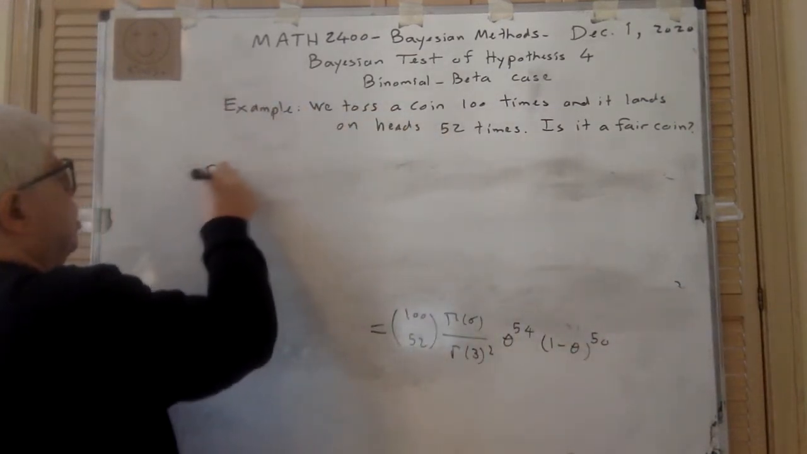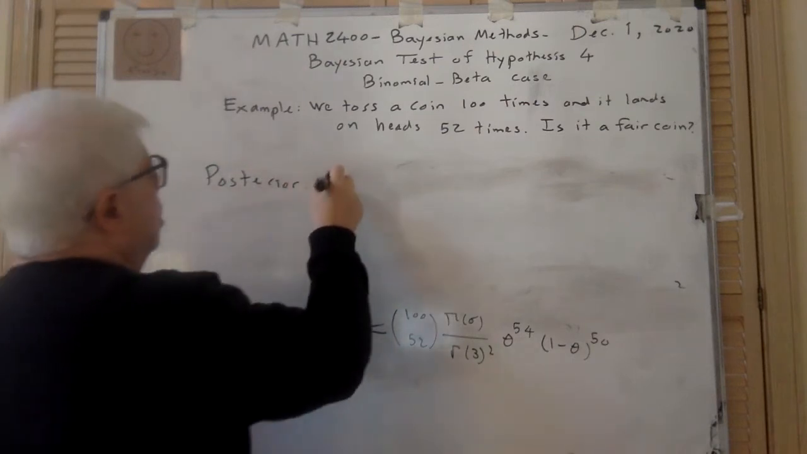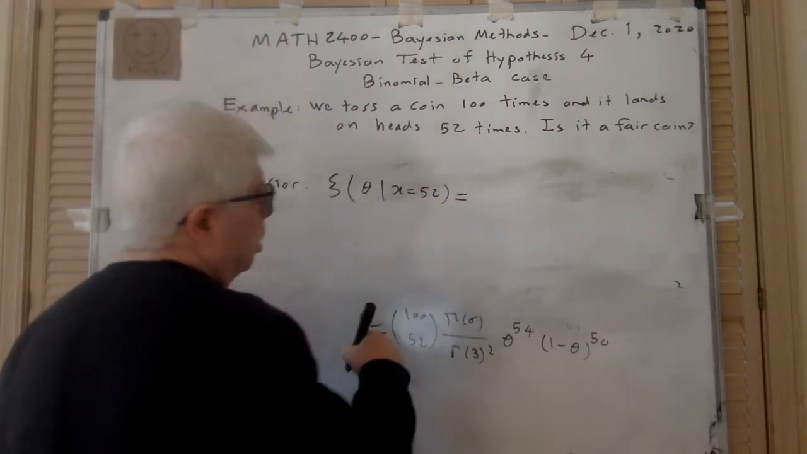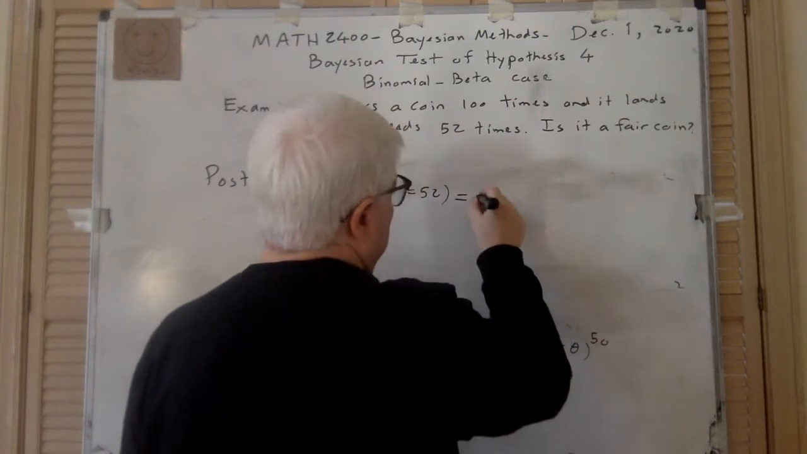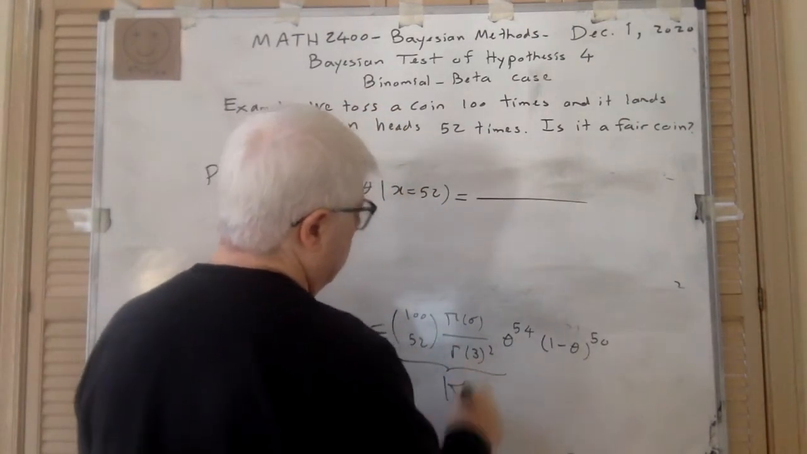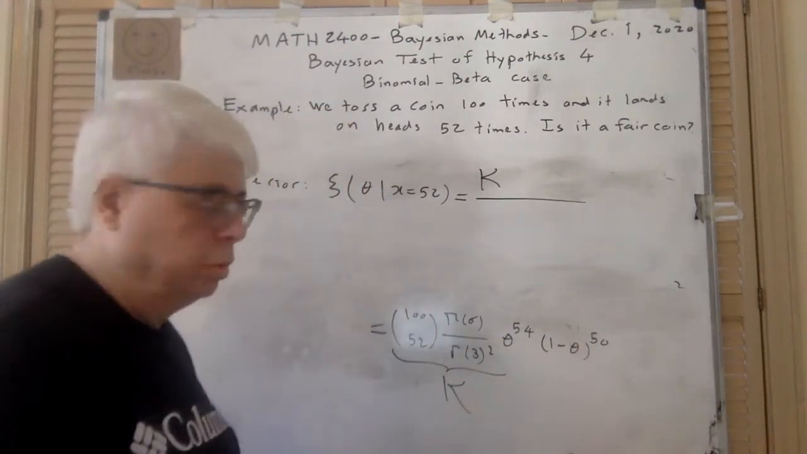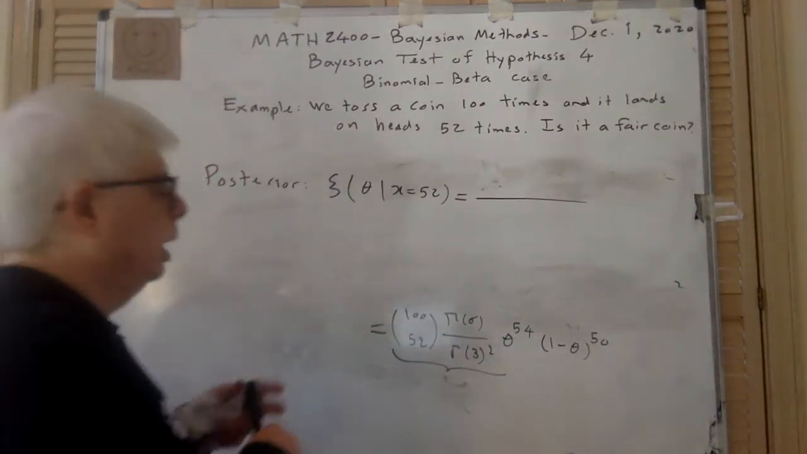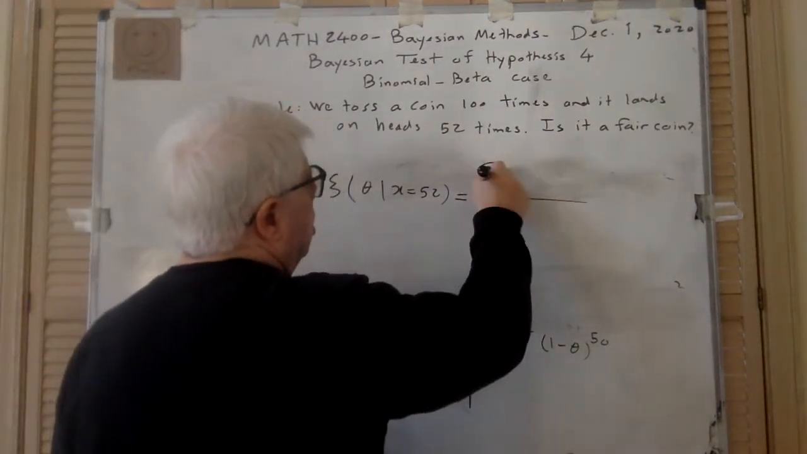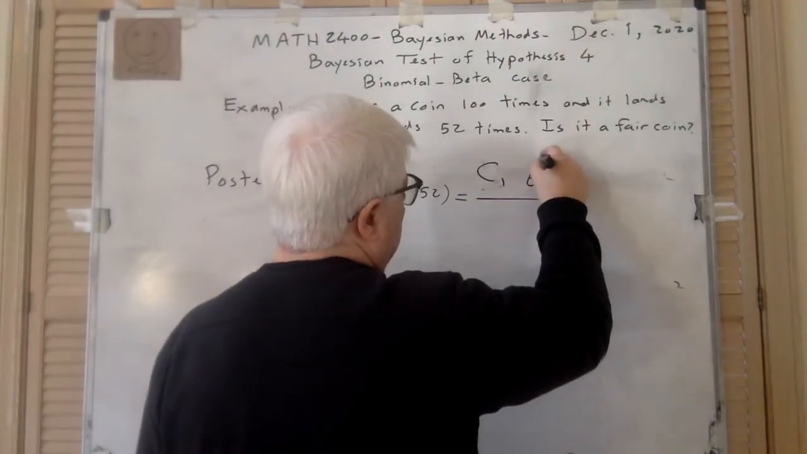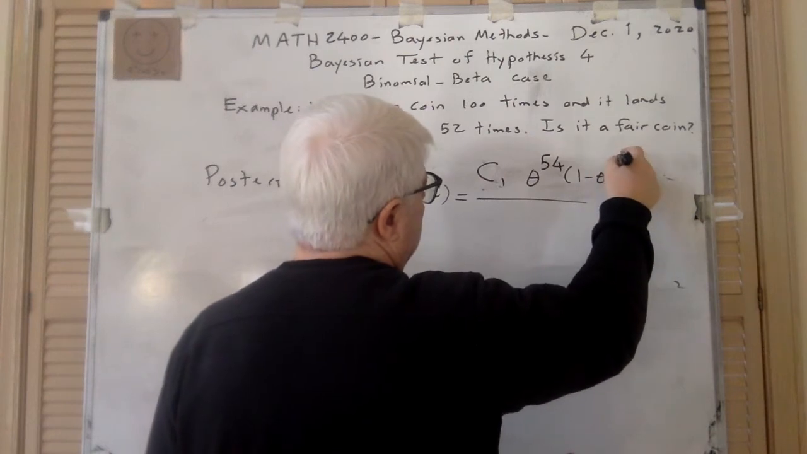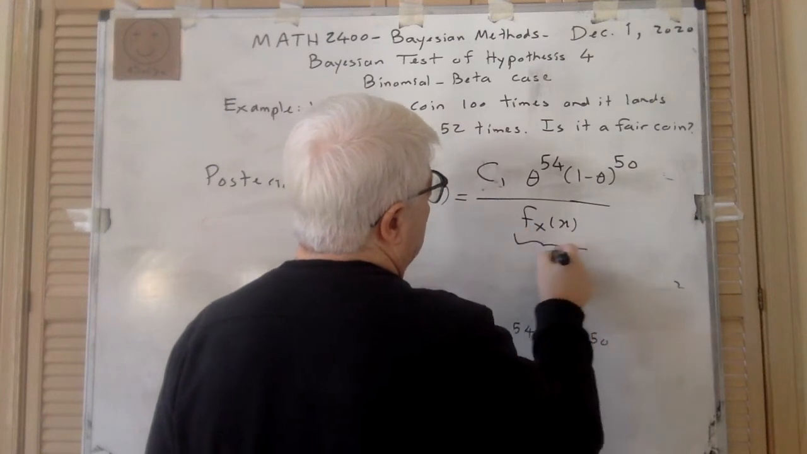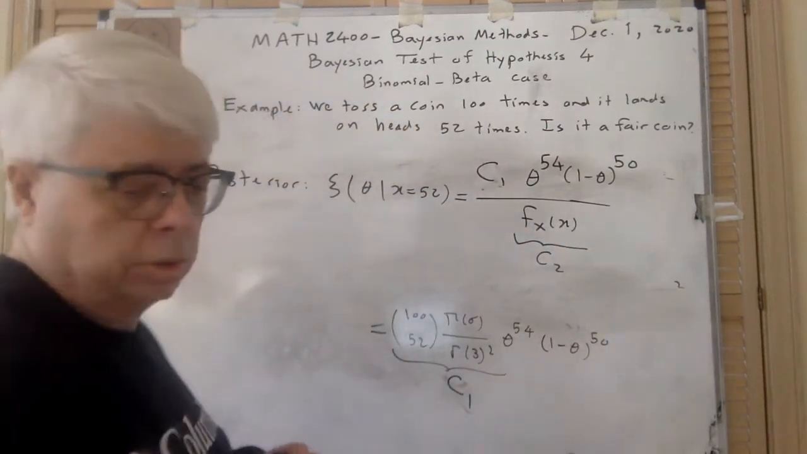Let me erase this thing and the posterior will be c of theta given x is 52, which is this thing. Let's call this some constant c1, not k, because I would use k for something else. So c1 theta to the power 54, 1 minus theta to the power 50, divided by this, and this is also a constant, c2.